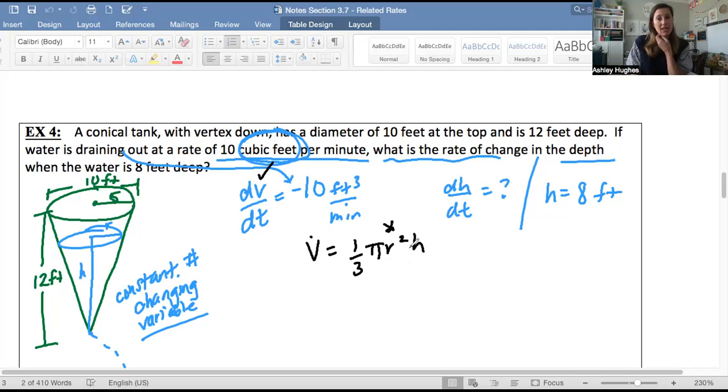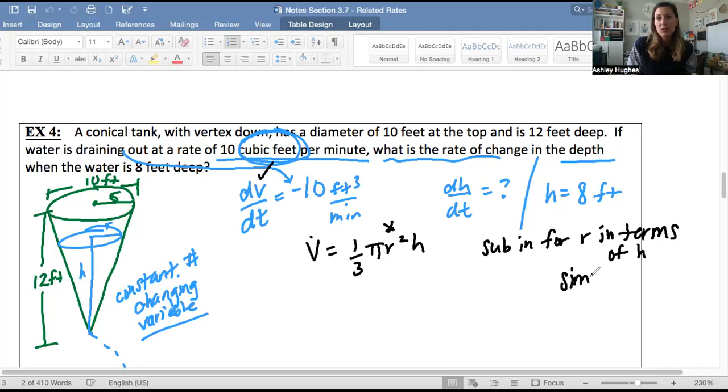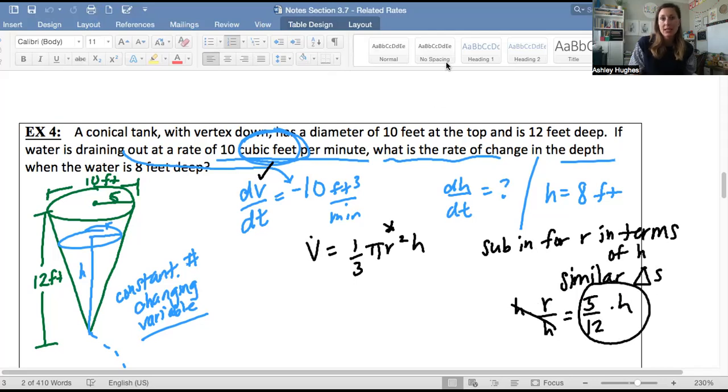That means it's best to try to substitute in for r. So in these cone problems, you want to substitute in for r in terms of h. You don't get to plug in a constant because it's changing. But what you do is you use similar triangles to figure out the relationship, the proportionality here. So r is to h as 5 is to 12. And if I just multiply by h, I see that the radius is always going to be 5/12 the height. And I'm going to substitute that in so, one, I don't have to use the product rule, and two, I will have enough information to solve the problem. I'm not going to get stuck.